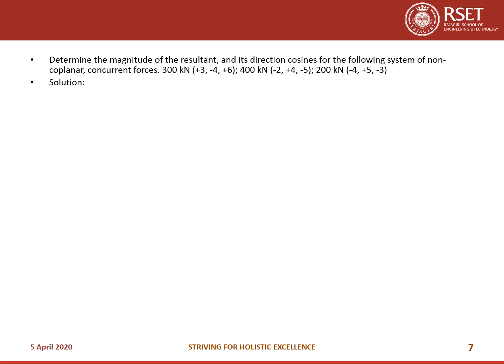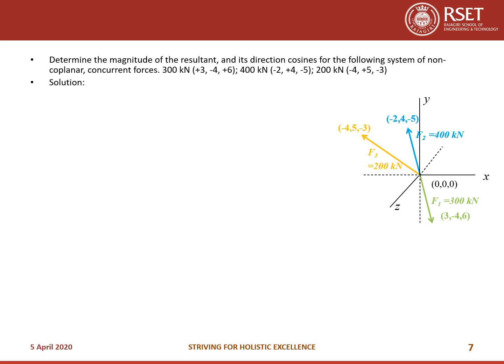I mean, one of the points through which the force is acting, and since it is concurrent, we can assume that meeting point as the origin O. So it is concurrent forces, we are considering the meeting point as the origin, and these are the three forces acting in three different directions. What it says is that the force F1, if you extend the line of action, will pass through the point 3, minus 4, 6, and likewise.